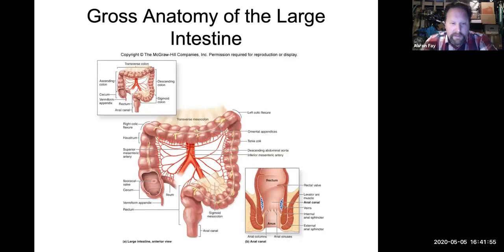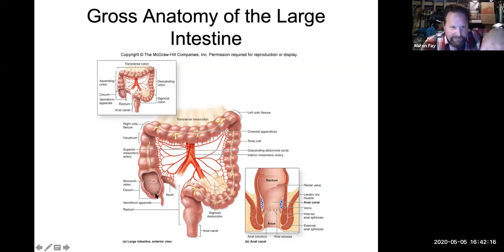Okay, here we have the large intestine. So here we have the ileum, the last part of the small intestine, that ends in the ileocecal valve, which controls the flow of material into the cecum, which is the first part of the large intestine, called a blind sac, because material can go this direction, but it's not going to go anywhere.